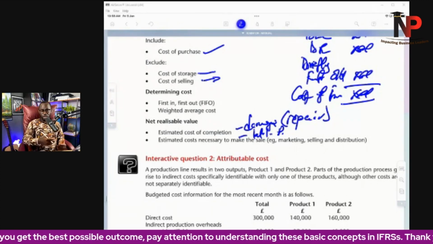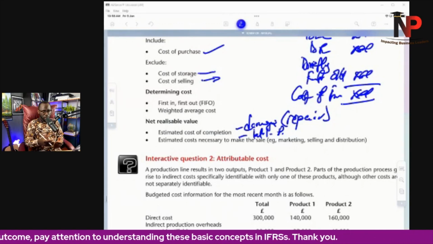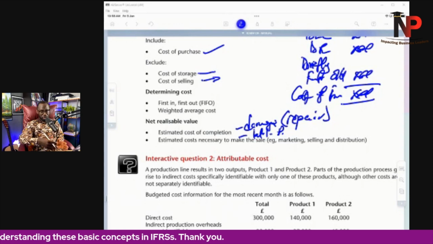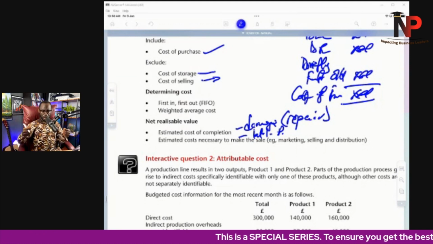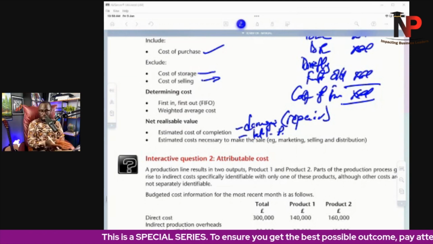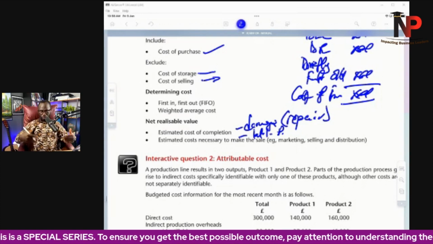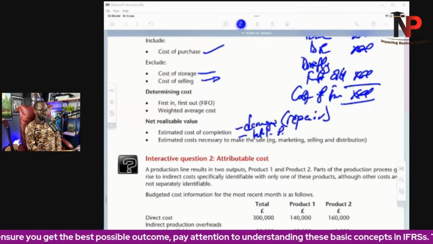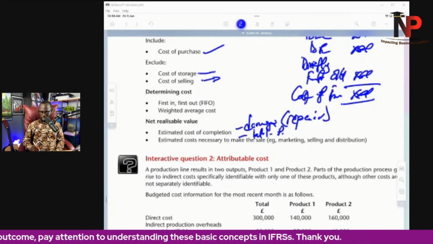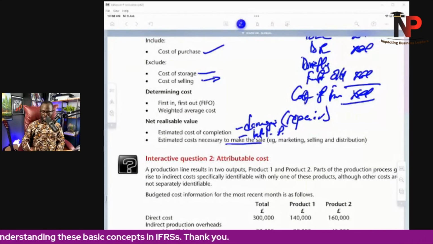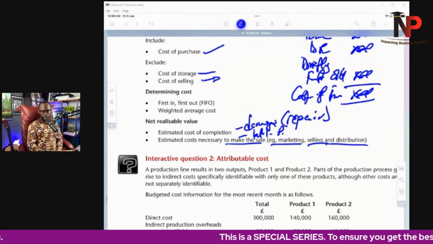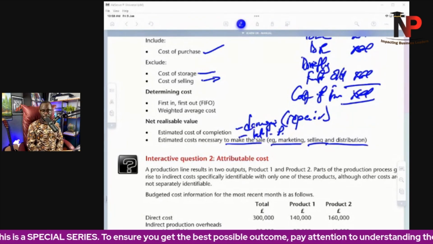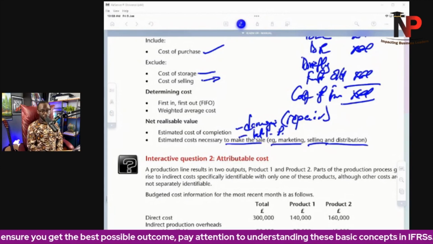So sometimes you will not be able to sell work in progress. So for us to sell the product, which is the finished goods, we would have to work on the work in progress and turn it into the finished goods. So the cost incurred to complete the product from work in progress to finished goods will be included in the cost to sell as well. And estimated cost necessary to make the sale, like marketing, selling, and distribution cost. All these things will be included in determining the cost to sell and subtracting that from the fair value of the asset, and that will give us the net realizable value.